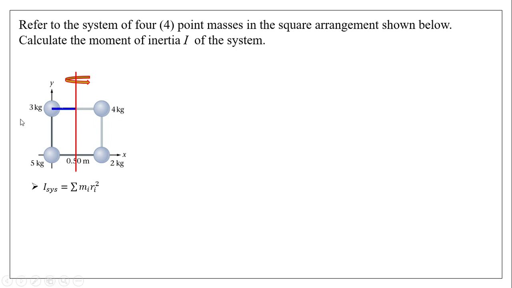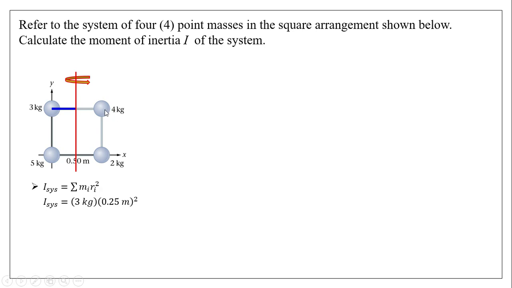Okay, so the first mass I want to do, I'm going to go in a clockwise direction, starting with the top left. Here's a 3 kilogram mass, and that distance there in blue is half the length of the square. The length of the square here is given as 0.5, so half of 0.5 would be 0.25. So I'm going to do it one at a time. The first mass I have is 3 kilograms. How far is it away from the axis of rotation? 0.25. And don't forget to square the r value because that function is squared.